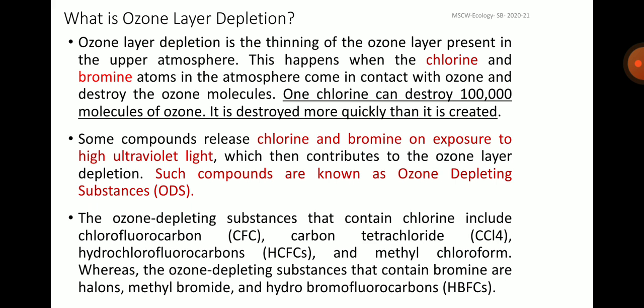Some compounds release chlorine and bromine on exposure to high UV light, which then contributes to ozone layer depletion. Such compounds are known as ozone depleting substances, or in short ODS. The ozone depleting substances that contain chlorine include chlorofluorocarbons, that is CFCs, carbon tetrachloride CCl4, hydrochlorofluorocarbons, that is HCFCs, and methyl chloroform, whereas the ozone depleting substances that contain bromine are halons, methyl bromide, and hydrobromofluorocarbons.